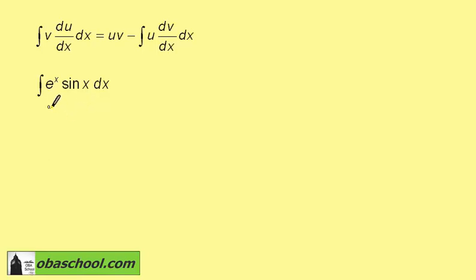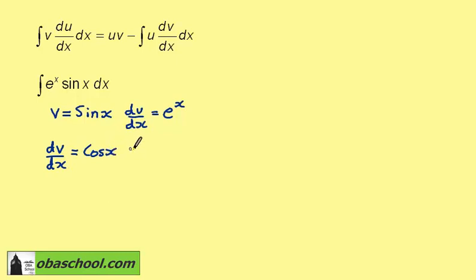Here we're going to choose, although it doesn't matter which, v to be the sine x and du dx to be e to the x, although we could easily choose these the other way round. If we then differentiate, dv dx is equal to cos x and u is equal to e to the x.